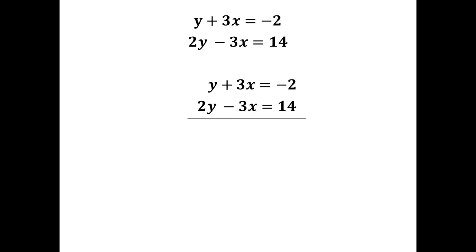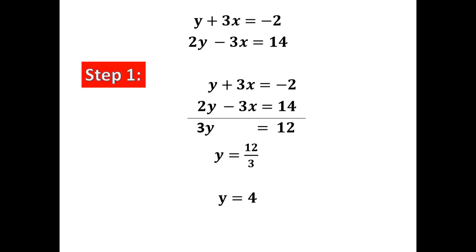Which one are you going to eliminate here? Which one are you going to cancel here? Of course, you're going to cancel plus 3x and minus 3x, right? Once you cancel them, what are you going to do next? Of course, you will add the remaining part. So y is 1, which we don't write. So 1 plus 2 is 3, and minus 2 plus 14 is 12. So y is going to be equal to 12 divided by 3, which is equal to 4.